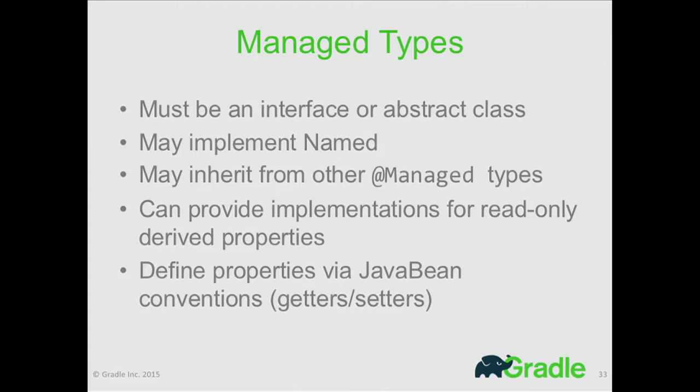And you can either make it an abstract class and define it as a concrete method, or if you're using Java 8, you can define it as a default method on the interface, right? You provide an implementation for that method. And really, you just define the type as you would any normal Java bean, using Java bean conventions, right? Getters and setters.